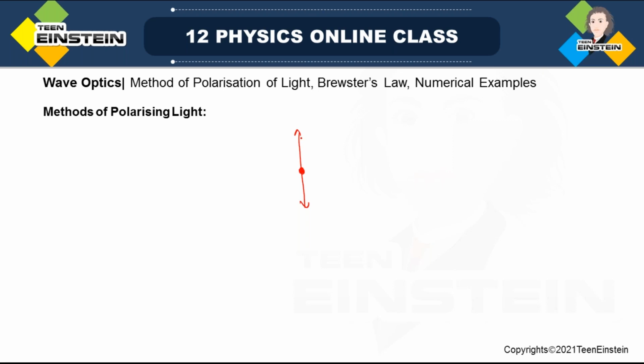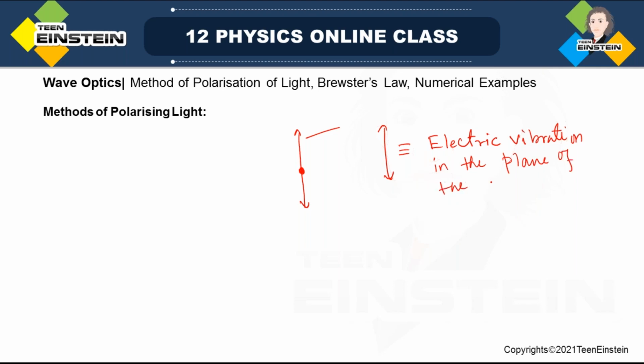So where the double arrow, only this part, represents the electric vibration in the plane of the paper, and if you see somewhere only this dot, this actually represents electric vibration perpendicular to the plane of the paper.